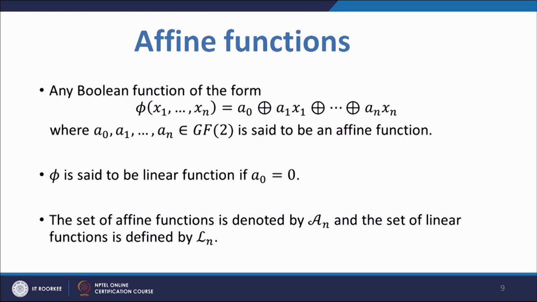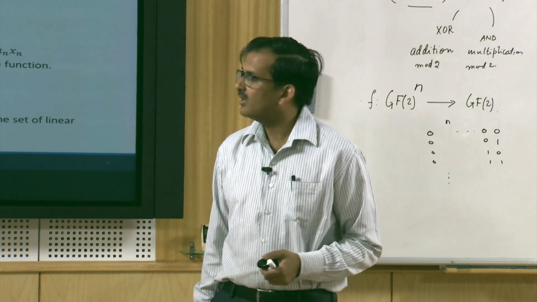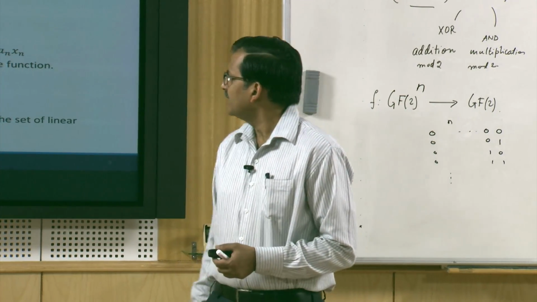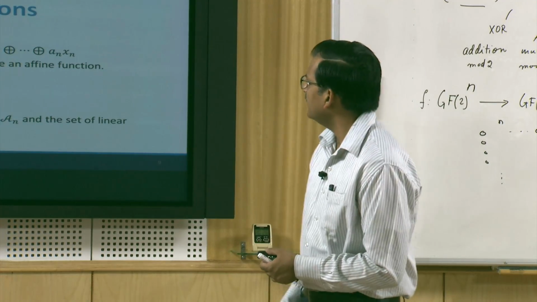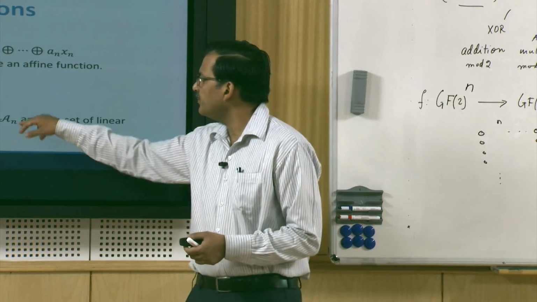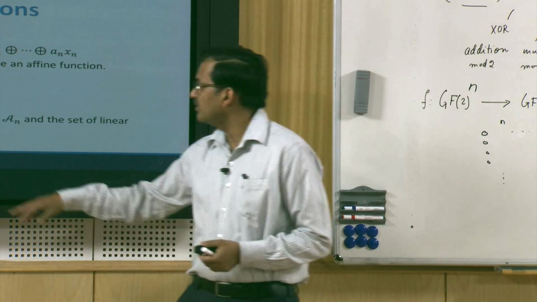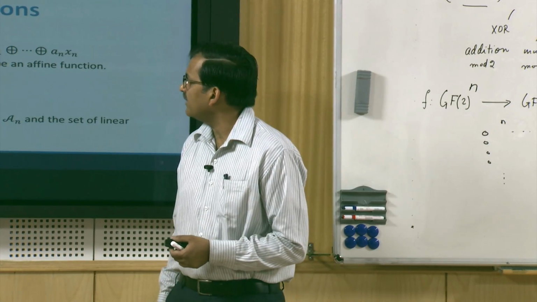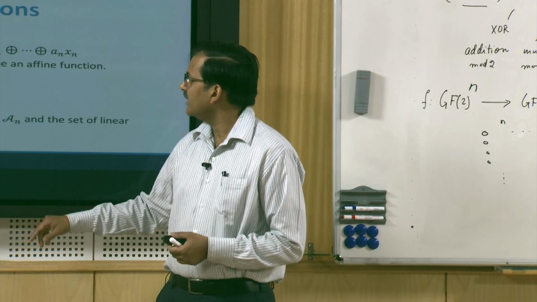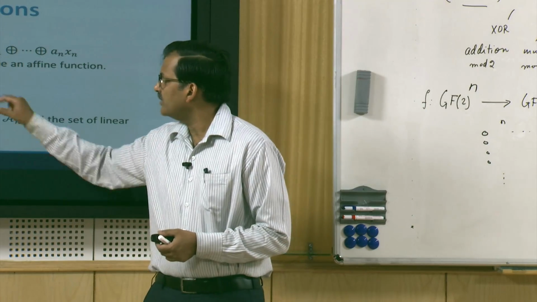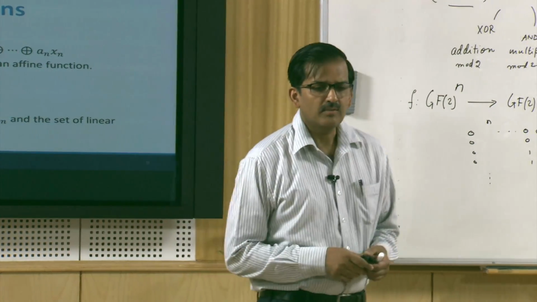then that function is called an affine function, and the set of affine functions is denoted by the symbol script A sub n. The set of affine functions has a subset which is also very famous. This subset is called the set of linear functions and denoted by script L sub n. So, a function is linear if a0 is 0. So, if the constant term is 0, then the function is called linear.